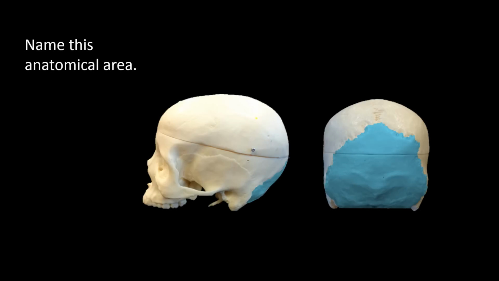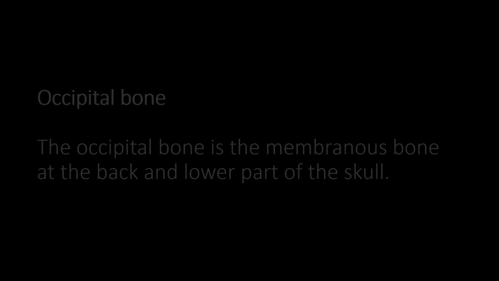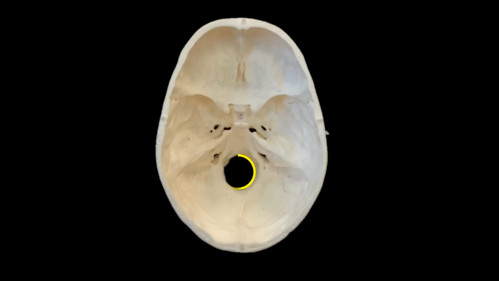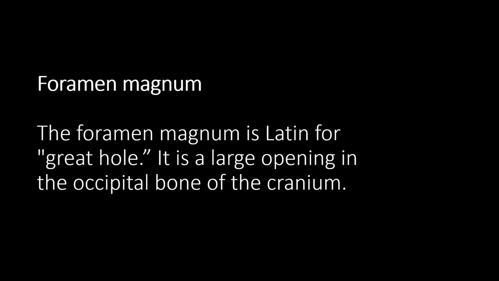Name this anatomical area. Occipital bone. The occipital bone is the membranous bone at the back and lower part of the skull. Name this anatomical area. Foramen magnum. The foramen magnum is Latin for great hole. It is a large opening in the occipital bone of the cranium.